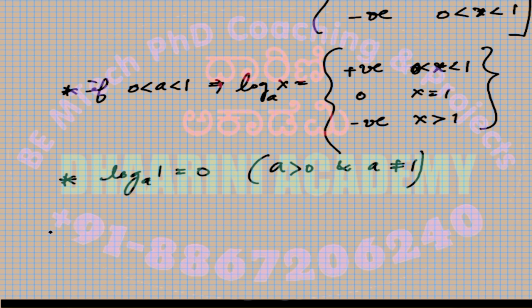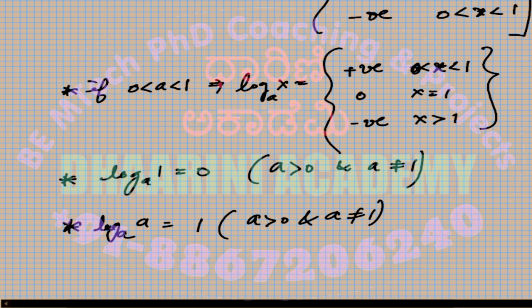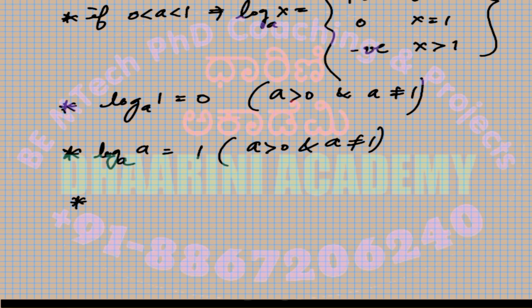Then the next one, log of a to the base a is always equal to 1. Again, the same condition: a should be greater than 0 and a is not equal to 1. And the next one. So all these properties are important. If I have the log of a to the base 1 by a, this will be minus 1. Same condition, a greater than 0, a not equal to 1.